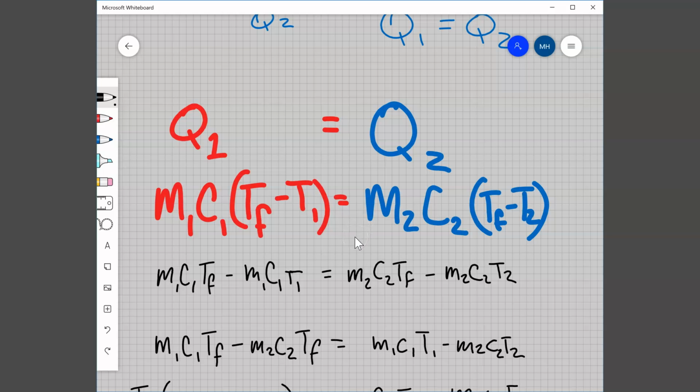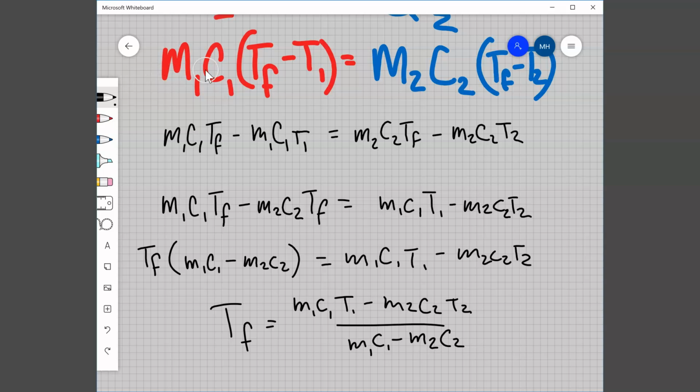When you do that, then you can start doing some things like distributing this product into the parentheses, and that's going to let us move things around more conveniently. So I distributed the M times C into the parentheses here and here. And then we can get the final temperatures on one side and the initial temperatures on the other side. Then we can factor out the TF from the left side of our equation, and then we can move this subtraction to the other side of the equation by dividing it. So you can calculate the final temperature like this.